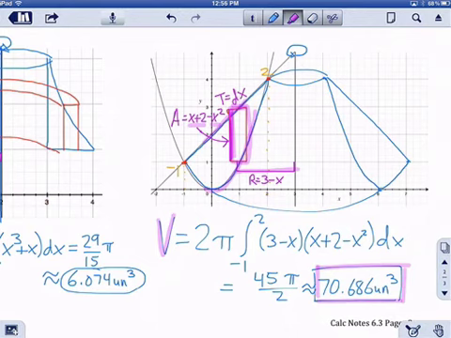All right, so that is finding volumes of revolution using the shell method. Thanks for watching.